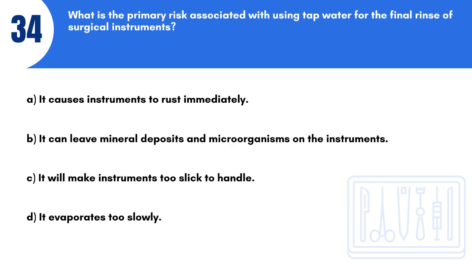Question 34. What is the primary risk associated with using tap water for the final rinse of surgical instruments? A. It causes instruments to rust immediately. B. It can leave mineral deposits and microorganisms on the instruments. C. It will make instruments too slick to handle. D. It evaporates too slowly.